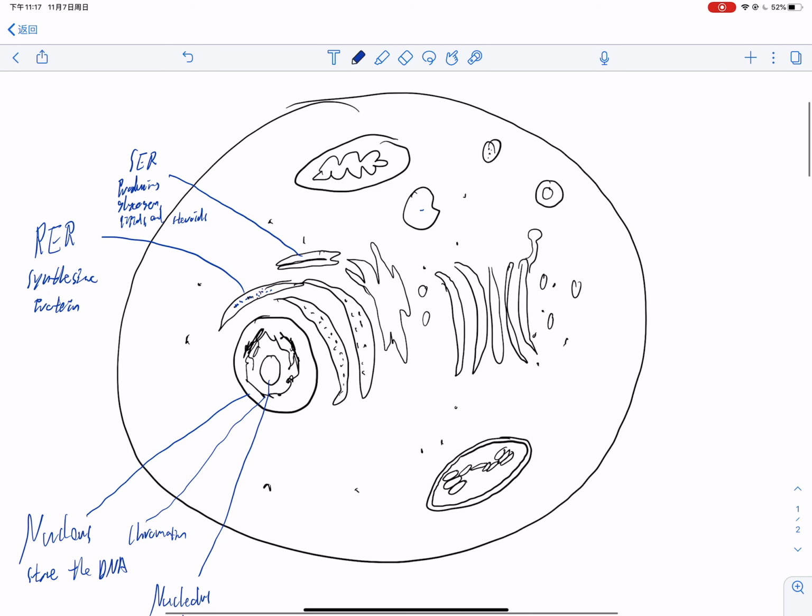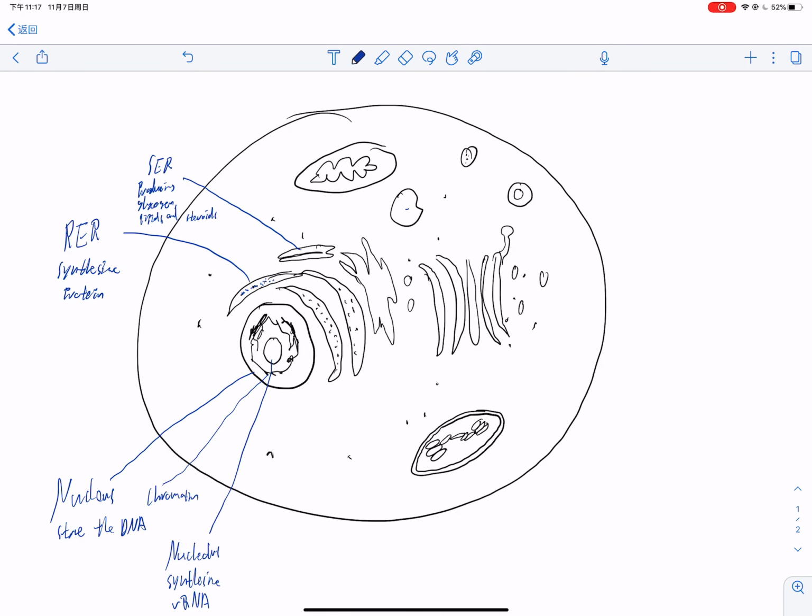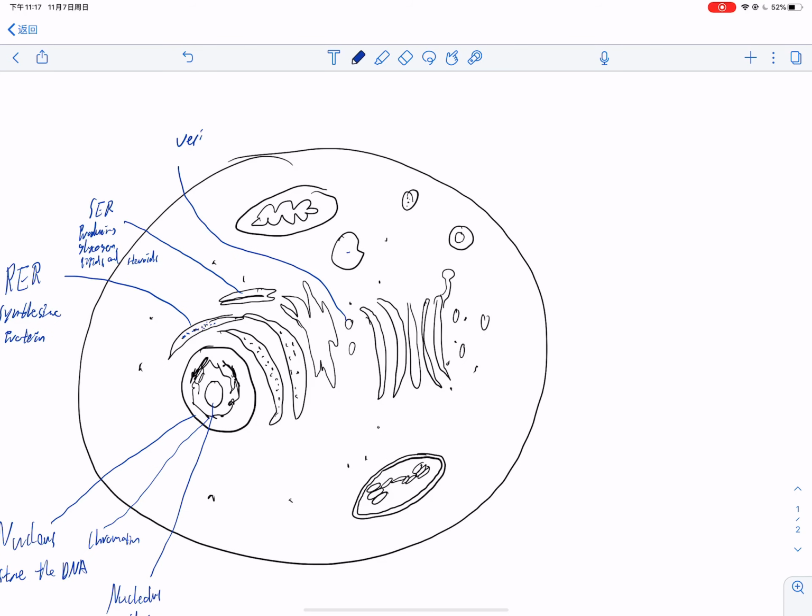And then, as you can see, there are some small circles between the SER and other flattened sacs. The circles are the vesicles, which are the messengers in the cell. Vesicles will deliver things like proteins and other molecules around the cell, within the cell and out of the cell. So they are the messengers that deliver molecules like protein.